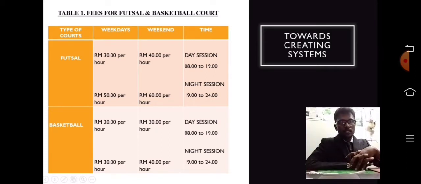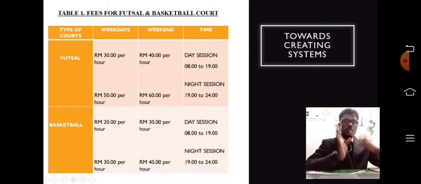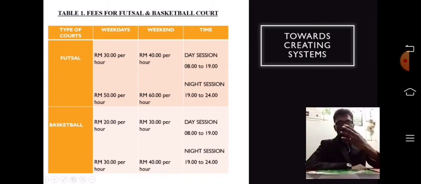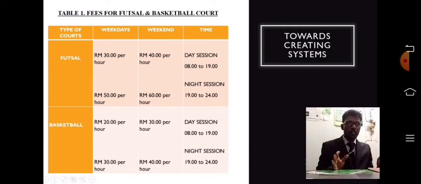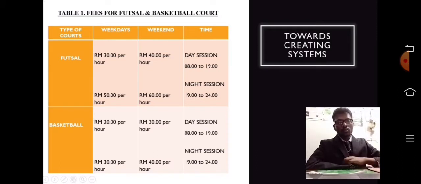The time given was 8 a.m. until 12 p.m. In this table, if you see the table, this is the table of the input, where the time has been divided into two, which is day session and night session, and the days have also been divided into two types, which are weekdays and weekends. The payment rate also depends on the days and the time.